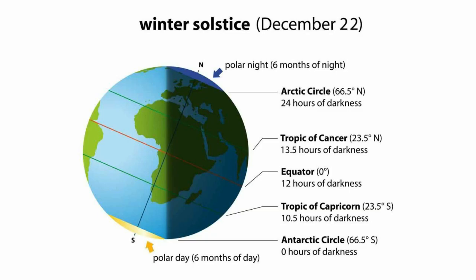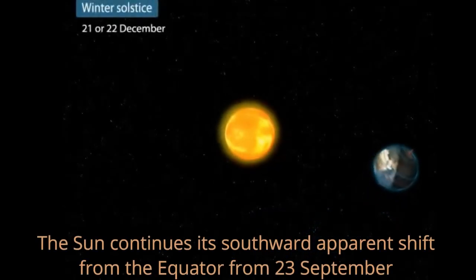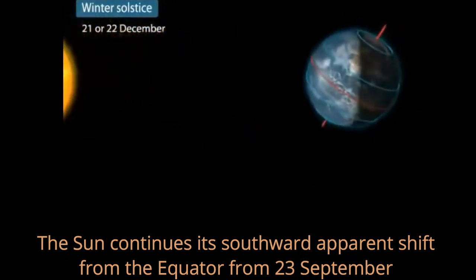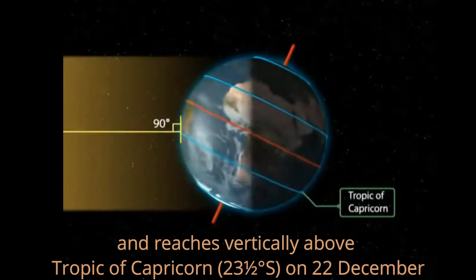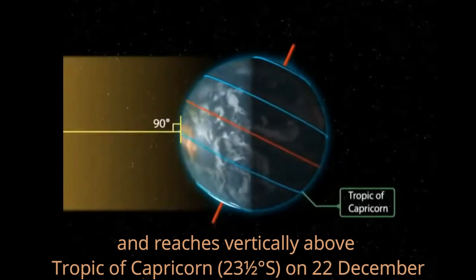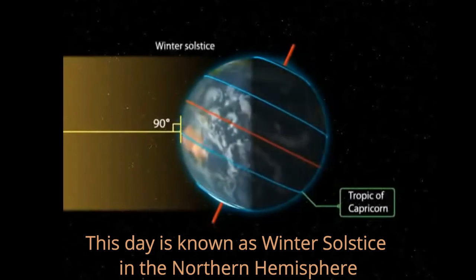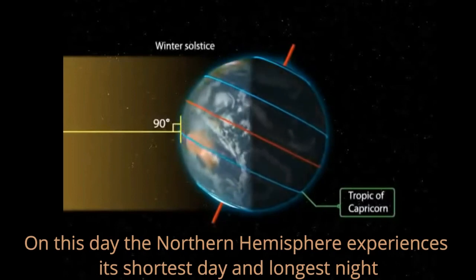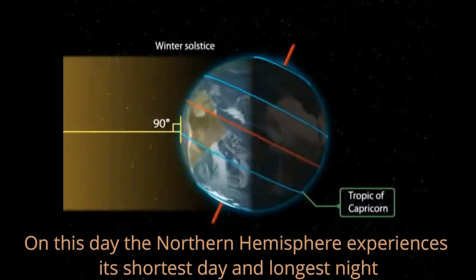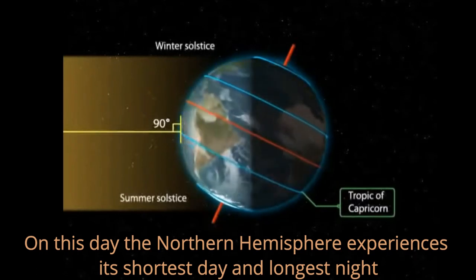December 22nd, the winter solstice. The Sun continues its southward apparent shift from the equator from September 23rd and reaches vertically over the Tropic of Capricorn on 22nd December. This day is known as the winter solstice in the Northern Hemisphere because on this day the Northern Hemisphere experiences the shortest day and longest night.